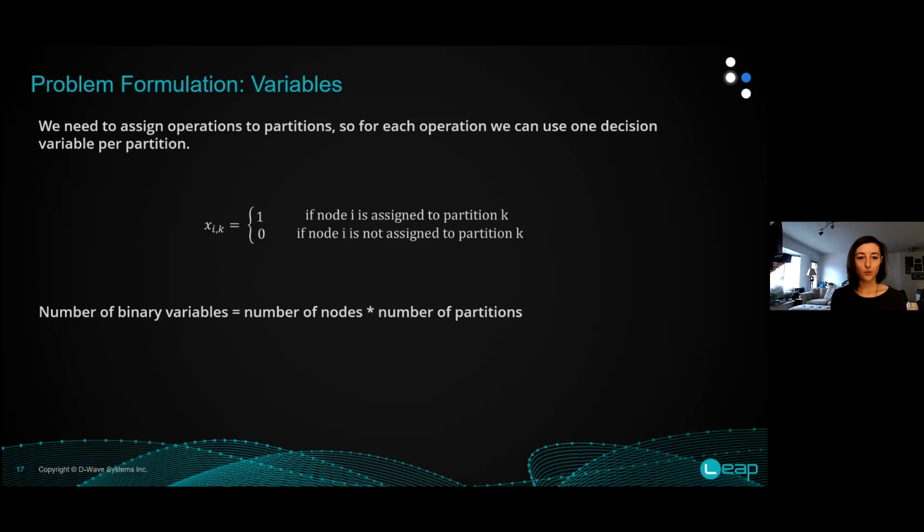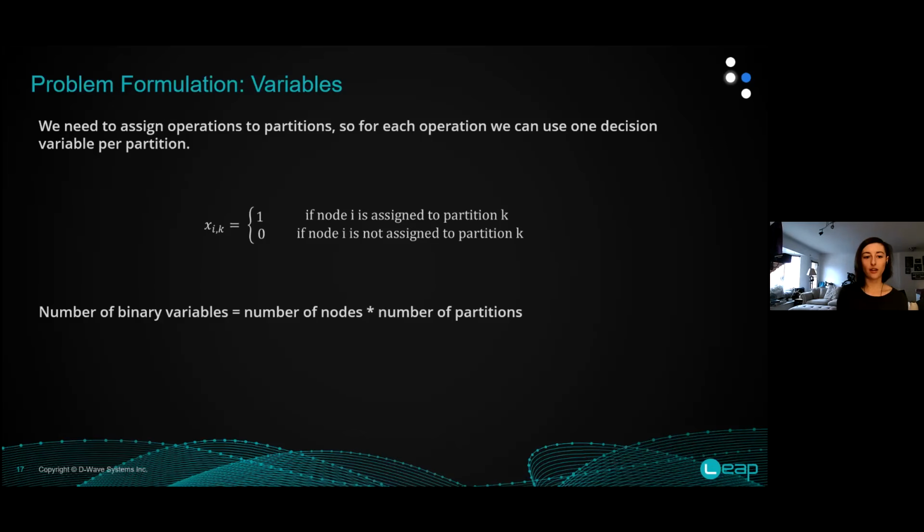All right, now that we know what our objective and constraints are, we can start building up the problem formulation. And the first step in that is to define the decision variables that we're going to use. Since my decision is which task to assign to which partition, I'm going to use binary variables called x_ik. Here the i is going to refer to a node and k is going to refer to a partition.